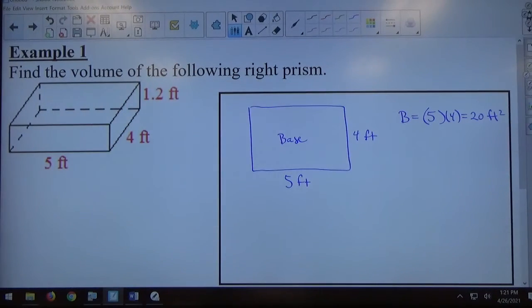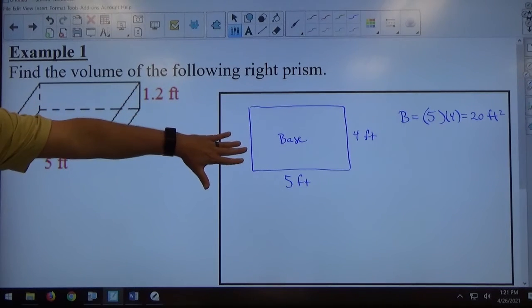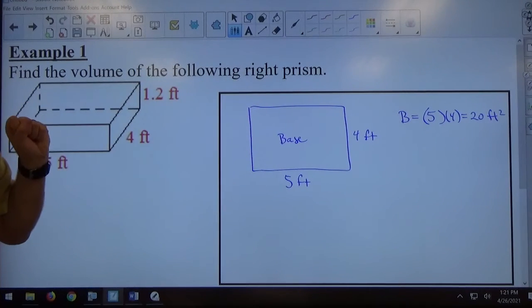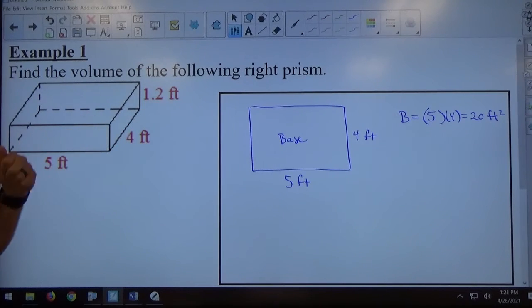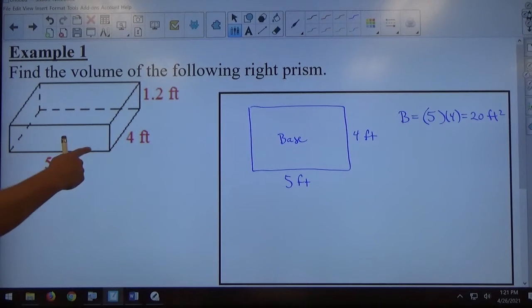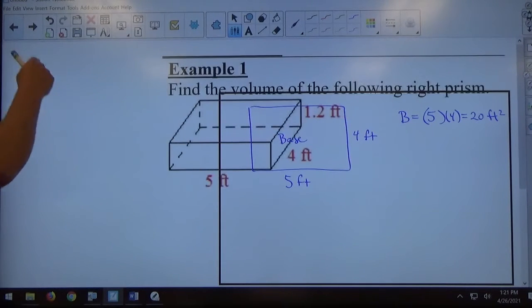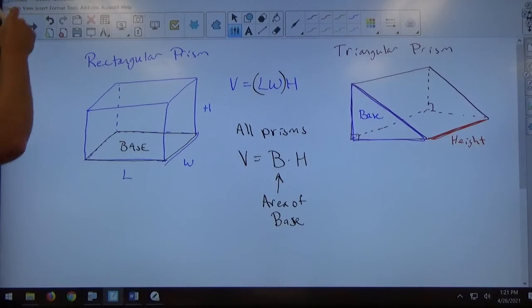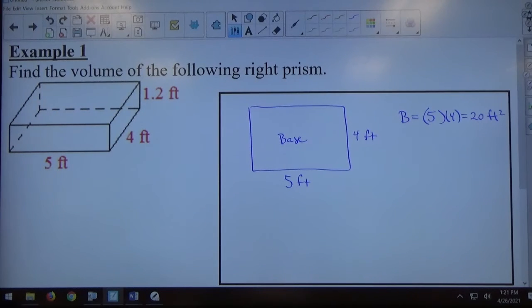Notice it's 5 feet and 4 feet. When you multiply the two units, feet makes feet squared. Okay. Once you've drawn the two-dimensional base and you've established the area of that two-dimensional base, then you refer back to the picture and ask yourself, how far away is the other base that matches that? So there's a 5 by 4 base on the bottom. There's a 5 by 4 base on the top. How far apart are they?